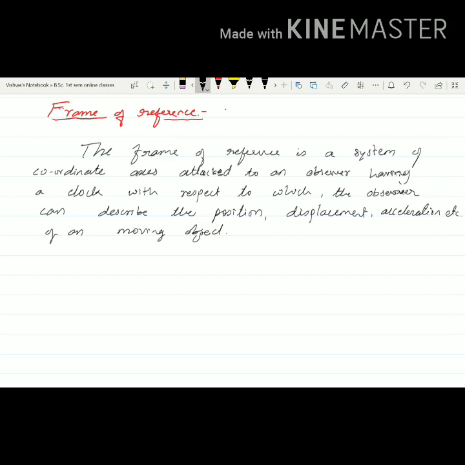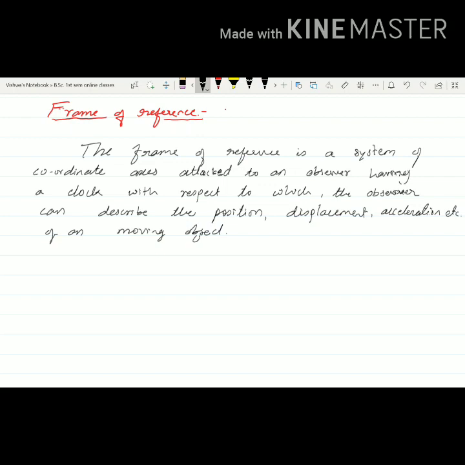In the previous video I explained the center of mass and its position, velocity, and acceleration. Now I'm going to discuss frame of reference and then the distinction between two kinds of frame of reference: one is the laboratory frame of reference and the other is the center of mass frame of reference. Okay, first thing, what is a frame of reference?